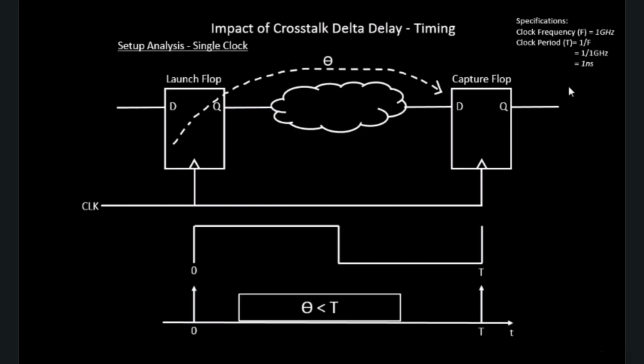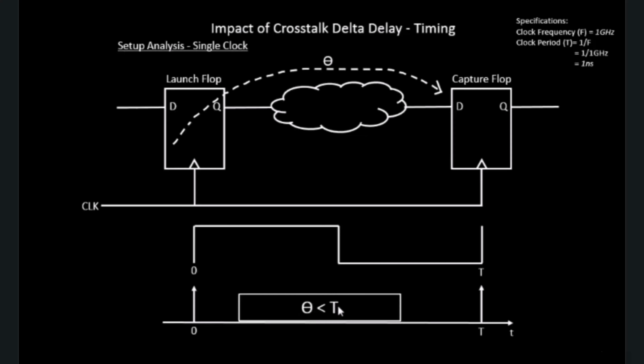And the specification given to us was that the clock period was 1 nanosecond, and hence the clock frequency is 1 gigahertz. So the requirement that comes to us is that the combinational delay that you see over here should be less than or equal to T. Basically the combinational delay should be less than your time period. That will ensure that the circuit will work at 1 gigahertz.